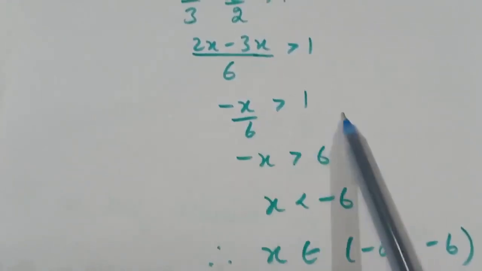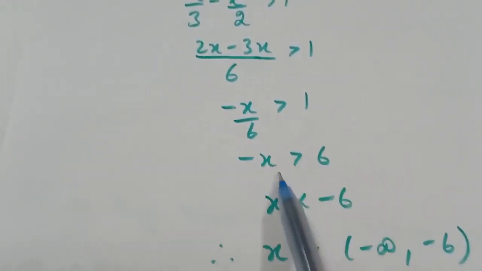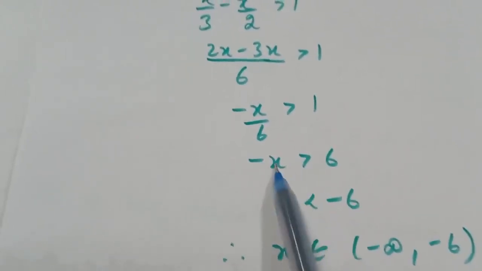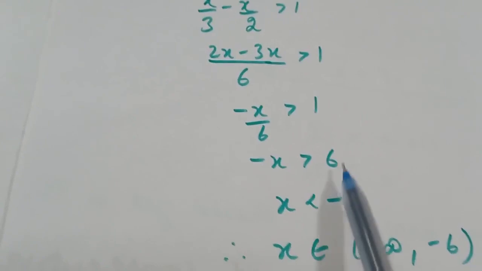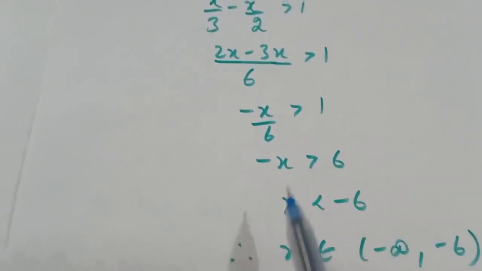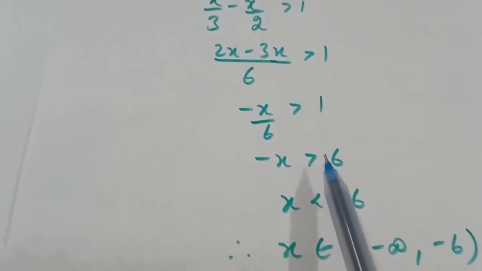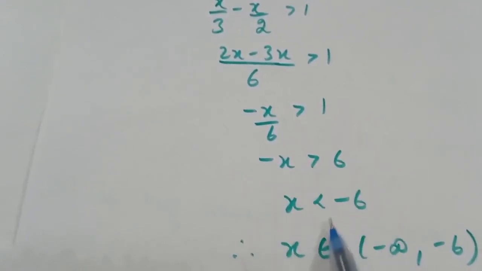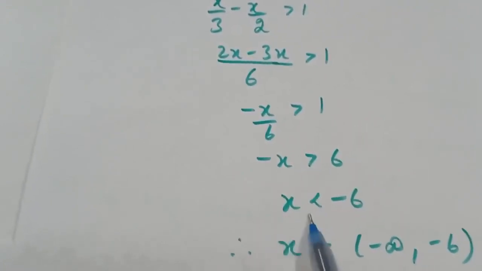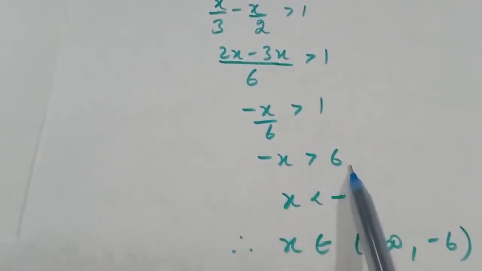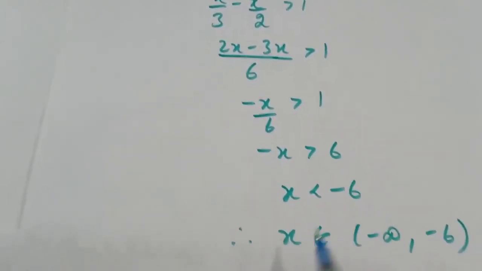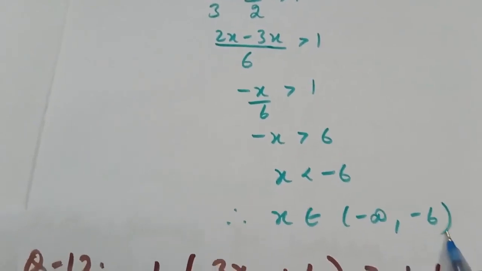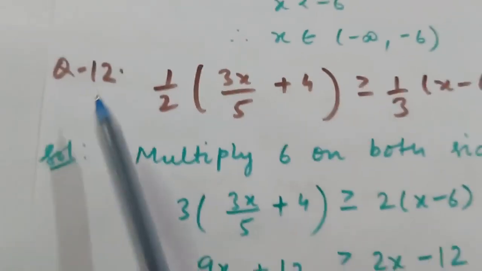So -x > 6, multiplying both sides by 6. 6 is a positive number, so the sign of the inequality will not change. Now we will multiply this with -1. Since -1 is a negative number, the sign of the inequality will change from greater than to less than. Now x < -6 when you multiply both sides by -1. Therefore the answer is x belongs to (-∞, -6). Clear?